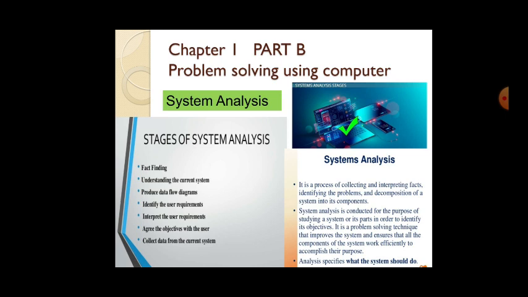For example, if I have a problem in the heart, I need to analyze first what has happened to the body. Then I need to analyze where I am getting the problem, what the symptoms are and how to tackle the problem. Correct? Here also there are some stages of system analysis, that is fact finding. Facts are the things that are making the problem.